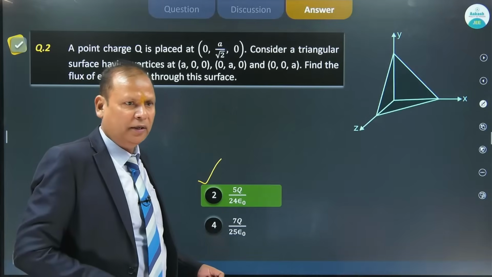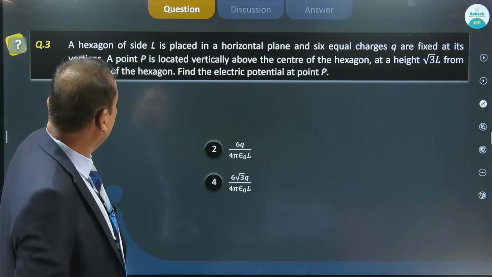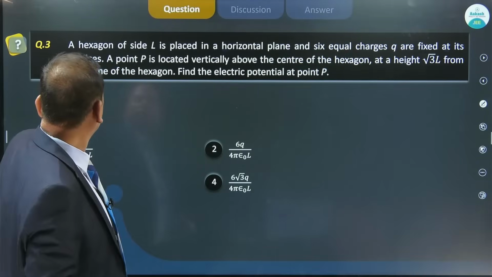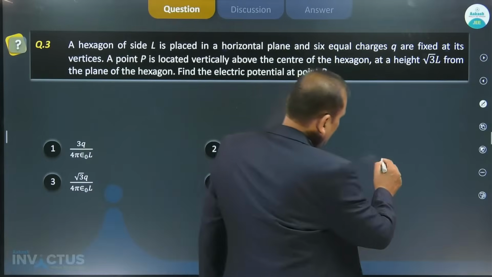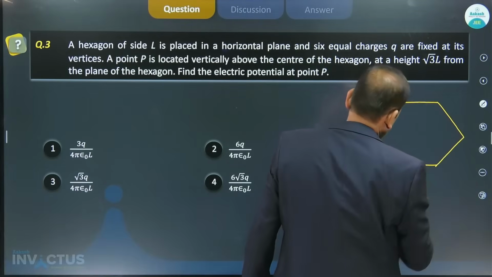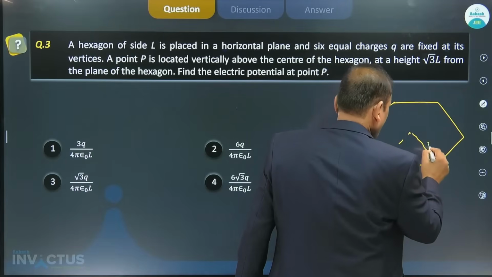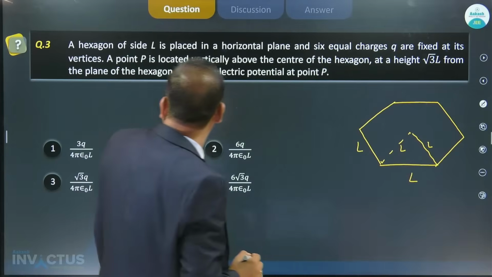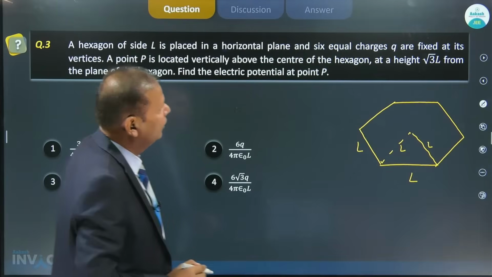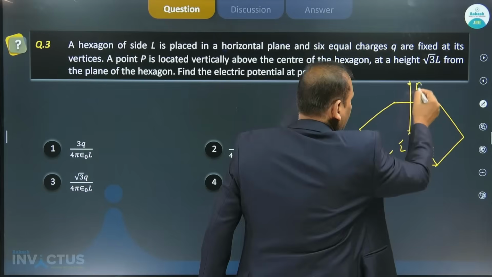Now let's move to the next question. Here, a hexagon of side L is placed on a horizontal plane and 6 equal charges are fixed at its vertices. This is a hexagon, side length L. And point P is located vertically above the center of the hexagon at a height root 3 L. This is point P.